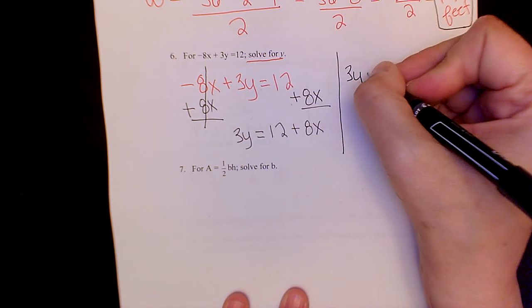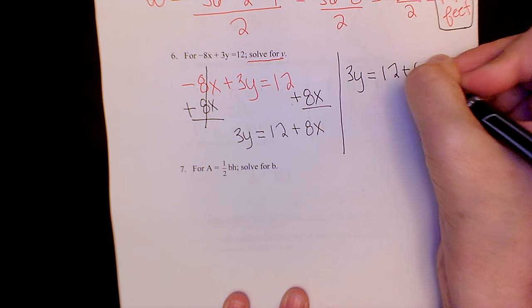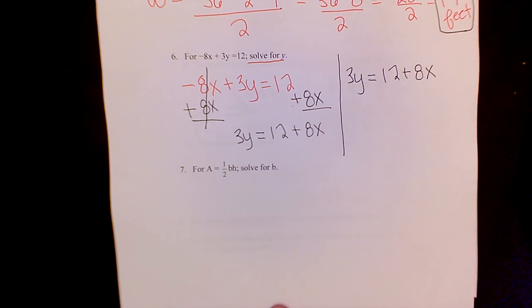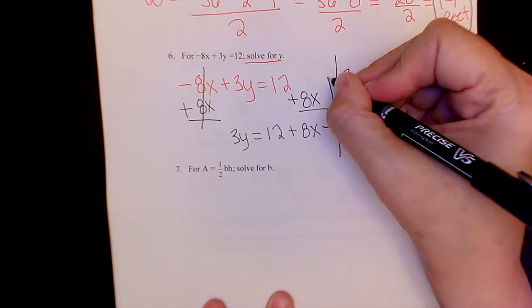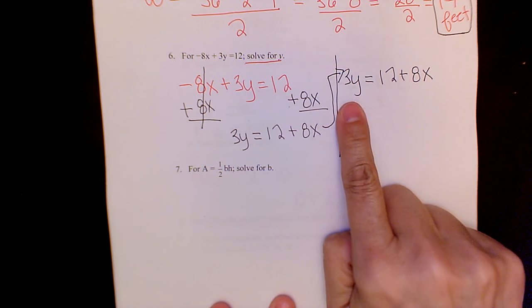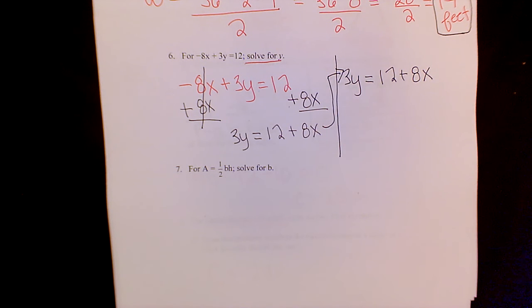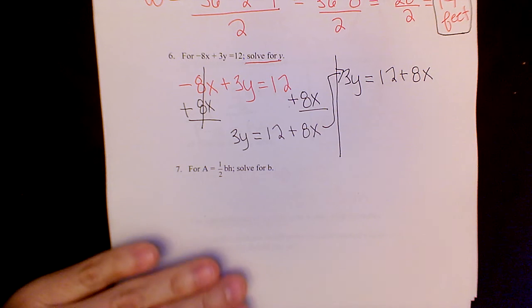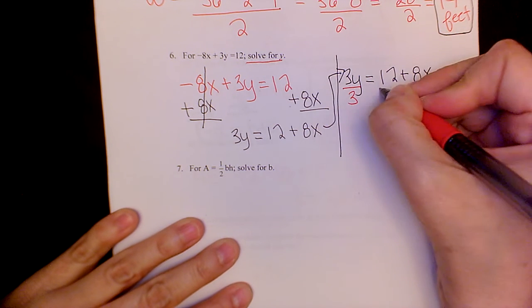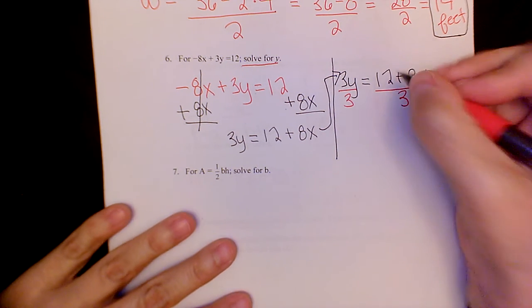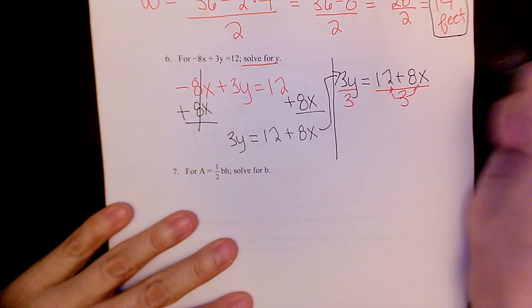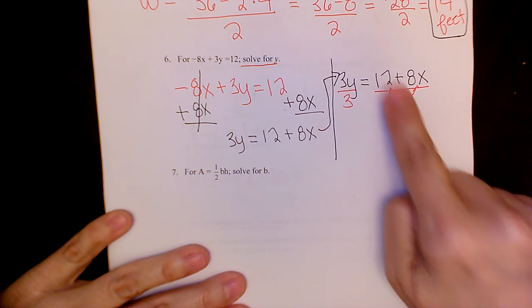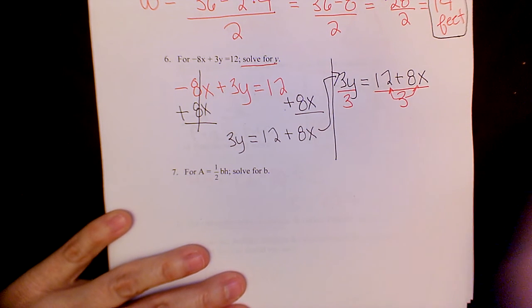Let's start up here. So my y is almost by himself, but he's got a 3 with him. There's a 3 being multiplied by that y. So what's the opposite of 3 times y? Well, I'm going to divide both sides by 3. Now I'm going to divide 3 into 12 and 3 into 8x. So don't forget to do the division twice.